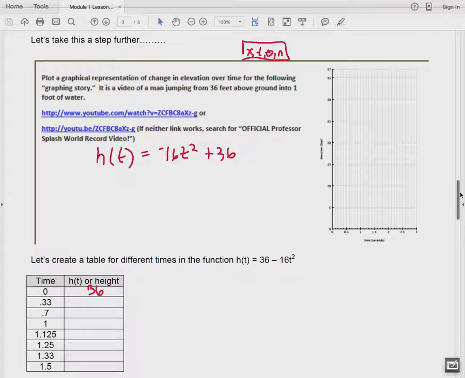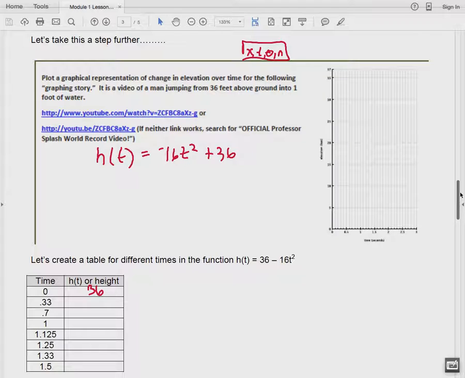Now, I'm going to ask several different people to input certain numbers. Everybody on this side of the room, look at me. Spencer, you're going to put a .33 in for T. Sydney, you're going to put in a .7. Jordan, you got 1.125. Mr. Dessing, you have 1.25. Anthony, you have 1.33.